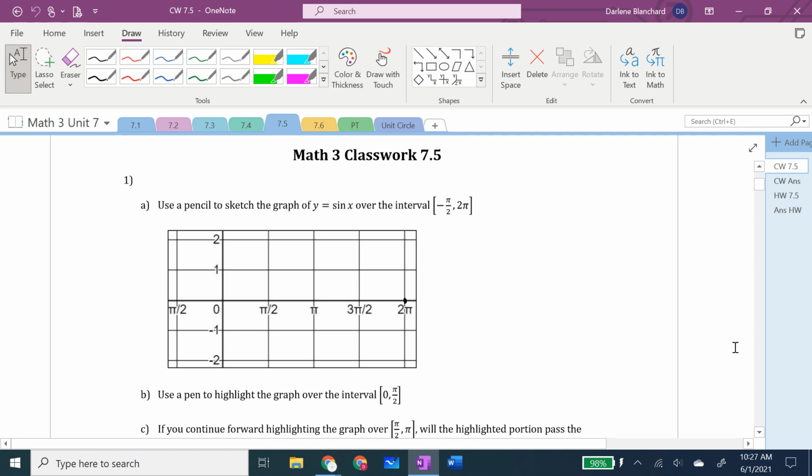All right, a little bit of graph review. What does the graph of sine look like? I want you to sketch the graph of sine over this interval.